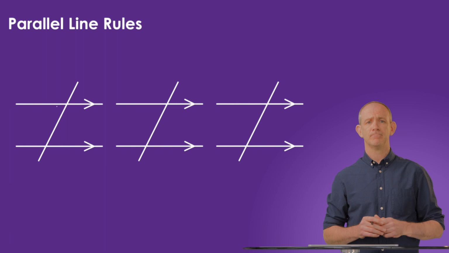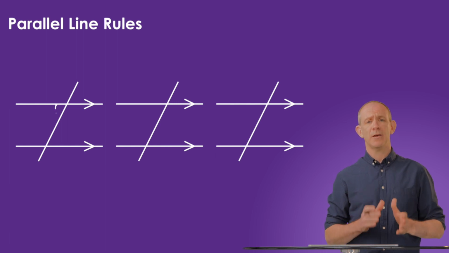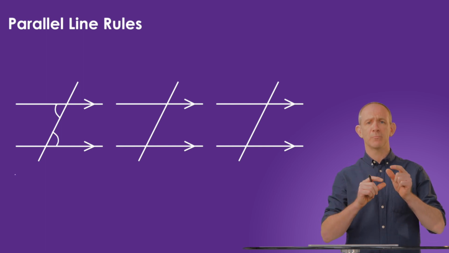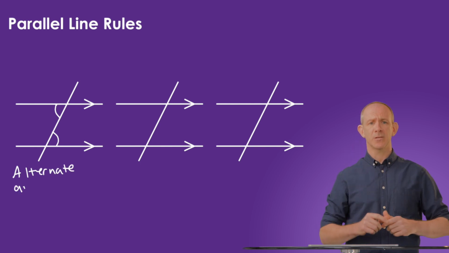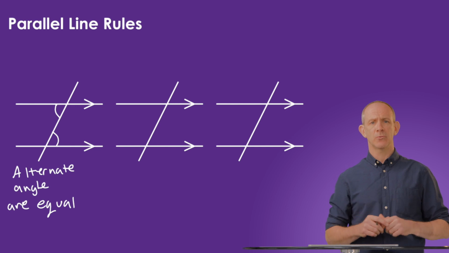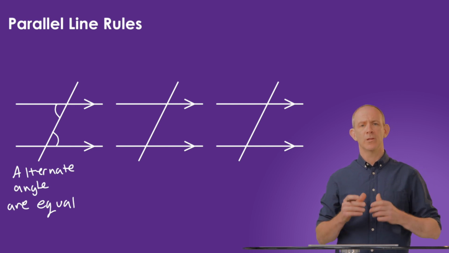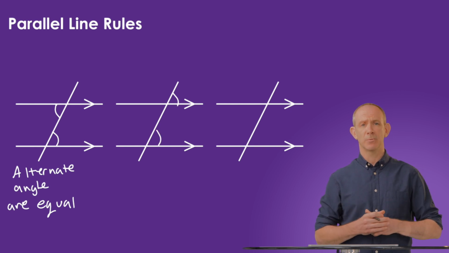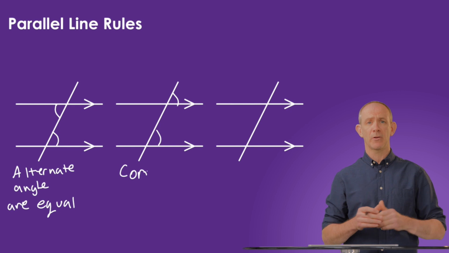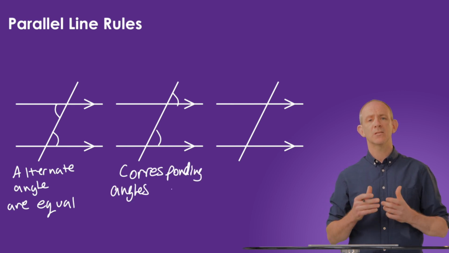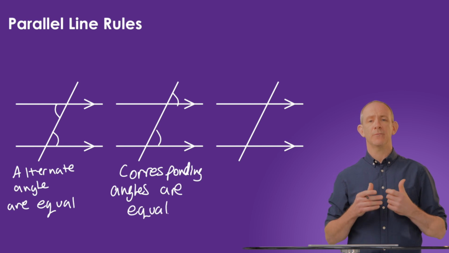So firstly, this one on the left-hand side, we can state that this angle is equal to this angle. Because if we shifted the one at the bottom up, it would be vertically opposite. These are called alternate angles, and we can state that alternate angles are equal. On the one in the middle, we can state that this angle equals this one. This, quite simply, shows that a line that goes through the parallel lines will do so at the same angle on both lines. And we can state that this is a corresponding angle, and therefore these are equal.